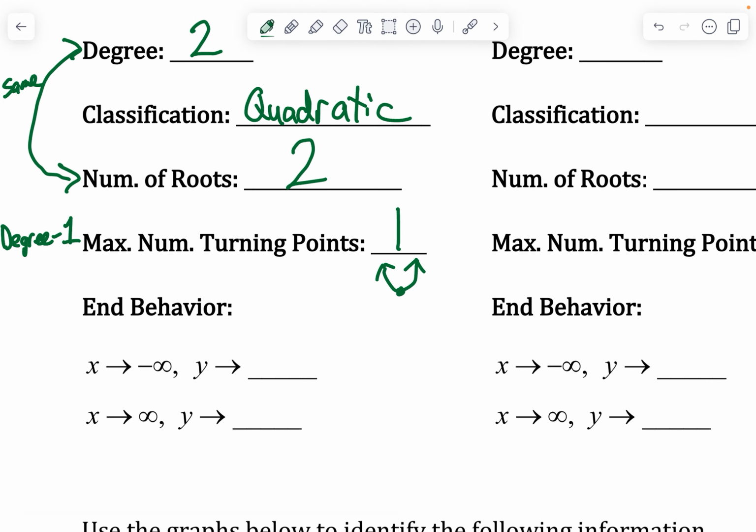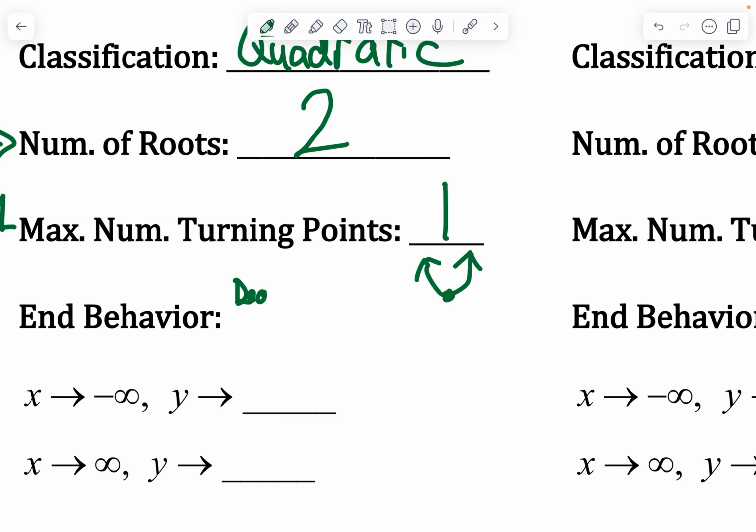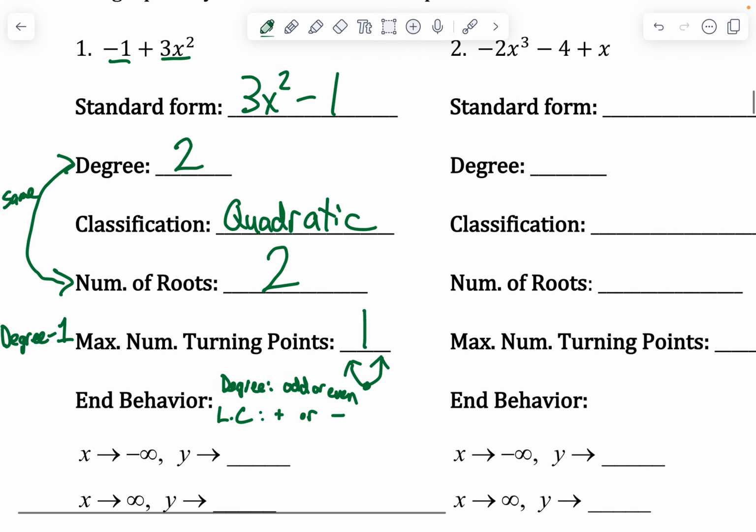Okay, then my last one's end behavior. Now, could I throw this into Desmos and take a look at the graph and then determine end behavior? You can, but remember, you can determine end behavior from 2 things. All right, your degree, is it odd or even? And then your leading coefficient is what LC is going to be. Remember, the leading coefficient is the number out in front, okay? Number out in front when it's in standard form. So look, in this example, my leading coefficient is 3. That's the leading coefficient.